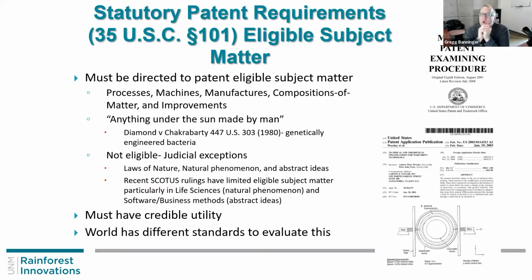So just the 4 requirements for patenting. The first one is it must be eligible subject matter. So it must fall under a process, machine, manufacture, composition of matter, and any improvements thereof. I won't go into too much detail about what falls as eligible subject matter. There's been some changes over the years.